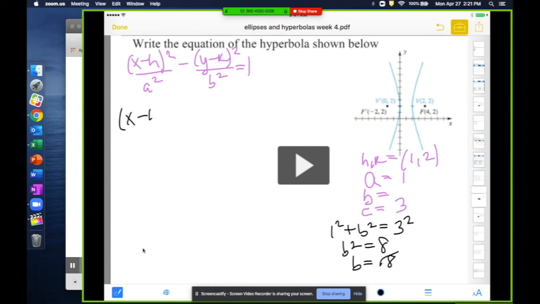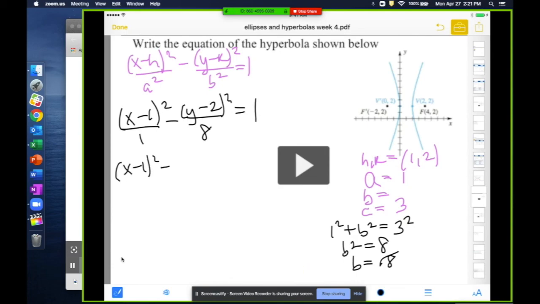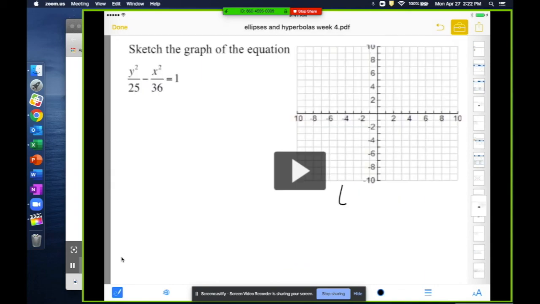Now that I know my center, I know a, I know b, I can just go ahead and plug in these values. So I get x minus 1 squared over 1 minus y minus 2 squared over 8 equals 1. And if you want, you can simplify that by getting rid of the denominator of 1 and just leaving the denominator of 8 under the y minus 2 squared. So for problems like these, I recommend you find the center first, which is going to be (0, 0).